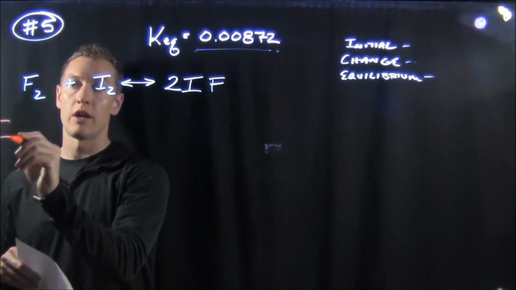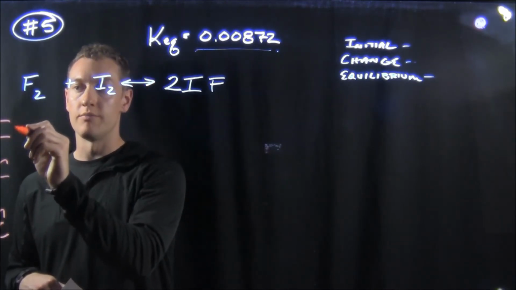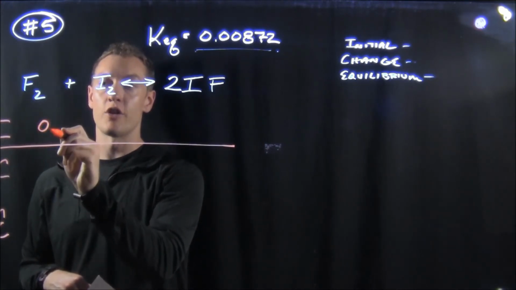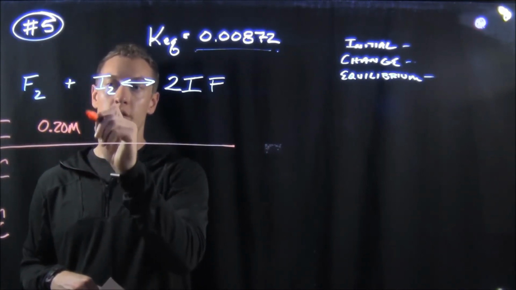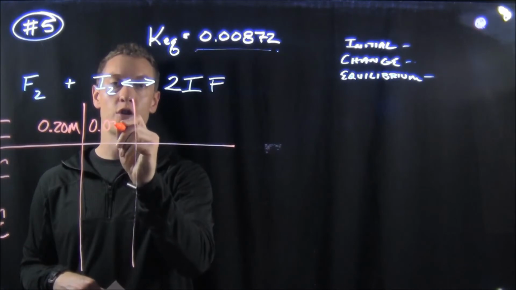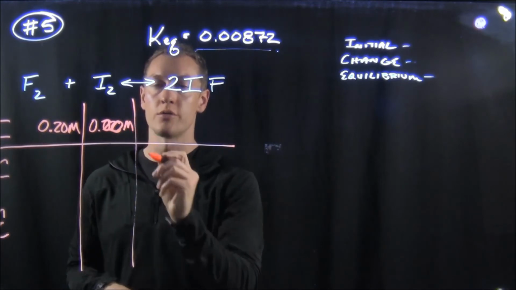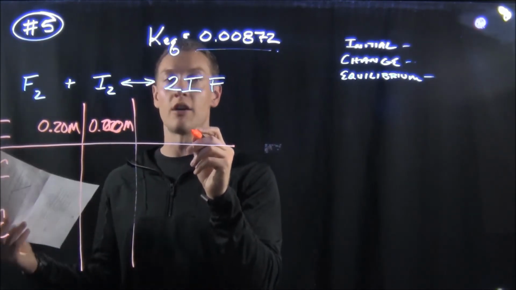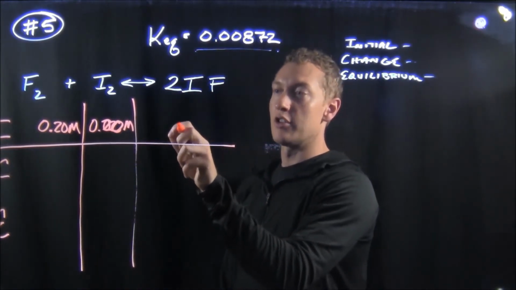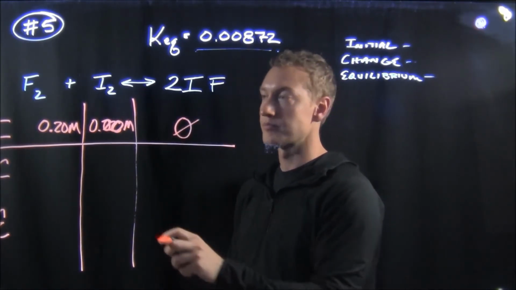So we'll go I, C, and E. Initially, we know that we have 0.20 molar fluorine. The iodine is the same thing, 0.20 molar. And the iodine monofluoride, it said that there was none of the product present at the beginning, so it's 0 molar.